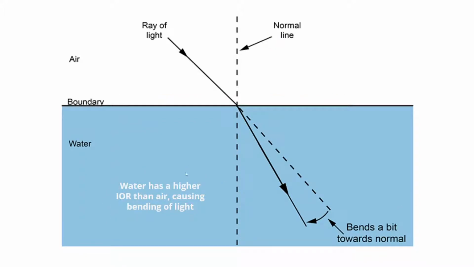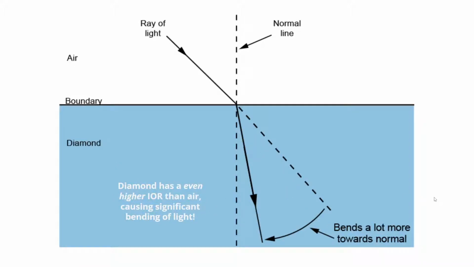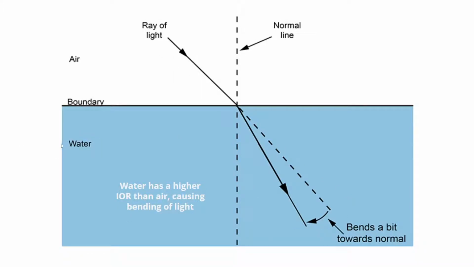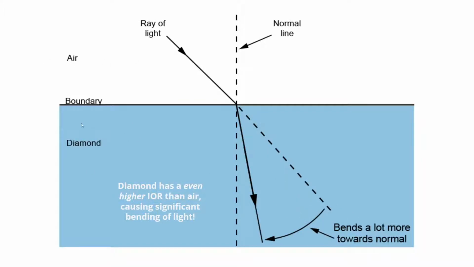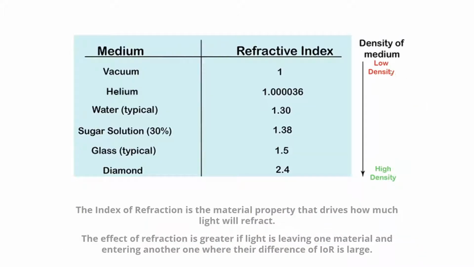Water has a higher index of refraction than air, which causes the bending of light that we just talked about. And if a material has a greater index of refraction, like a diamond, which has an index of refraction of about 2, then it causes a more significant bending of light. If the indices of refraction of two materials, like air and water, are closer to each other, it's going to bend a little bit. But if the difference between those two materials is higher, then it's going to bend a lot.